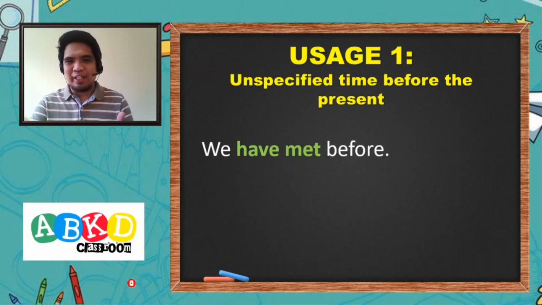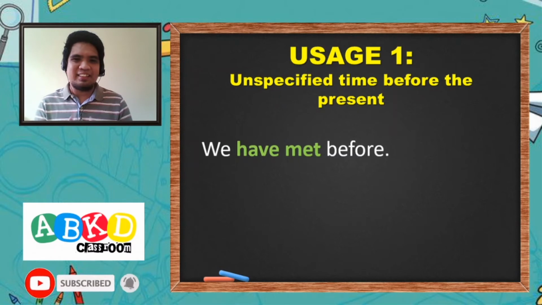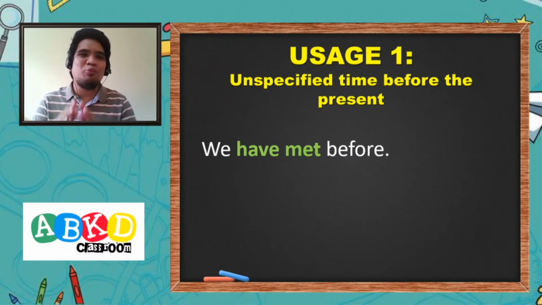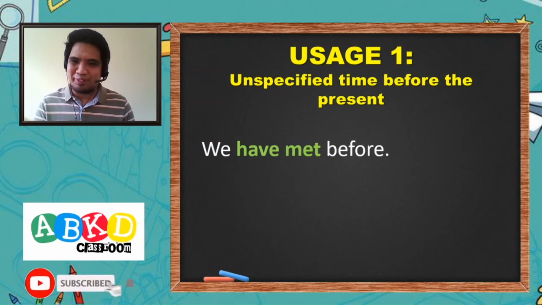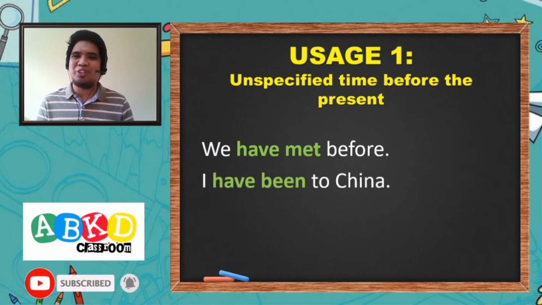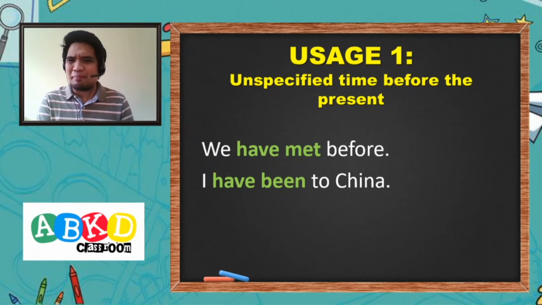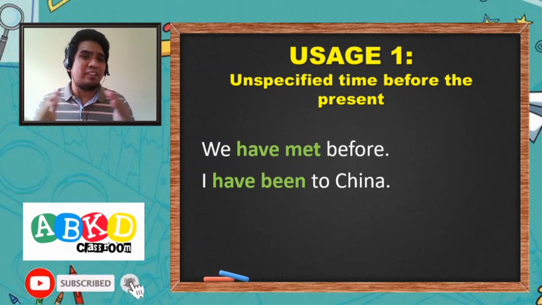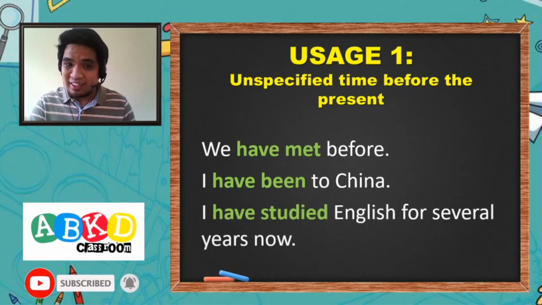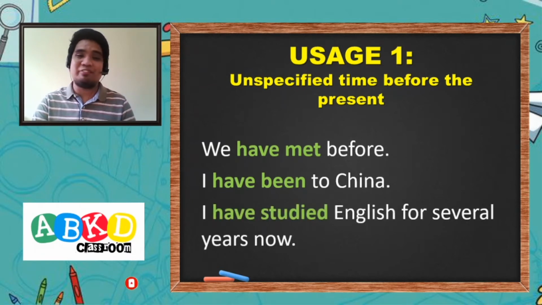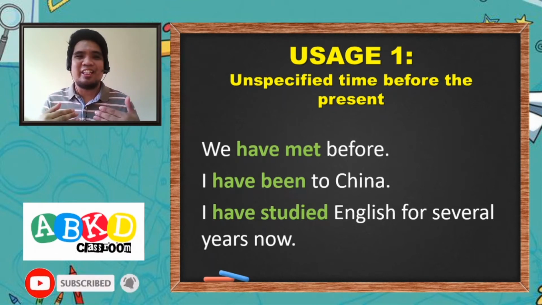For example, we have the sentence, we have met before. That sentence gives us an idea that the action happened in the past, but we don't know the exact time. Number two, I have been to China. Same. It happened in the past, but we are unsure about its time element. And also, I have studied English for several years now, but the time expression is missing. Its specificity is not included, right?